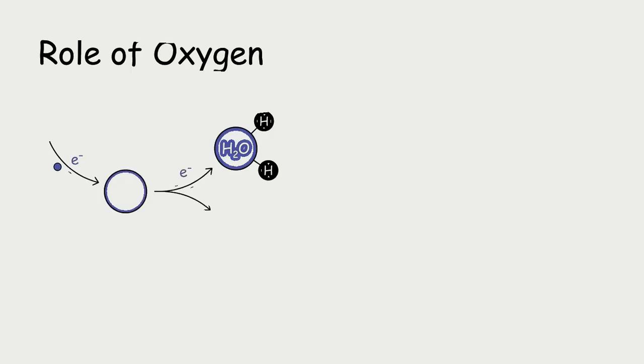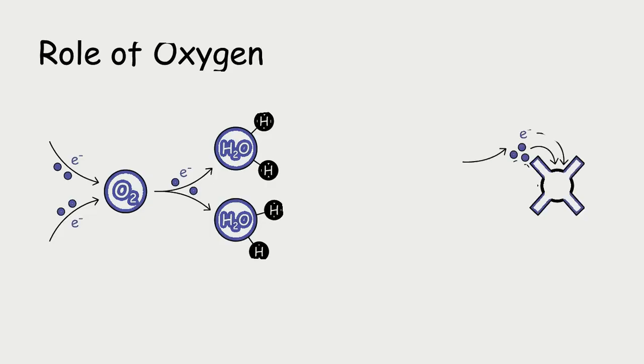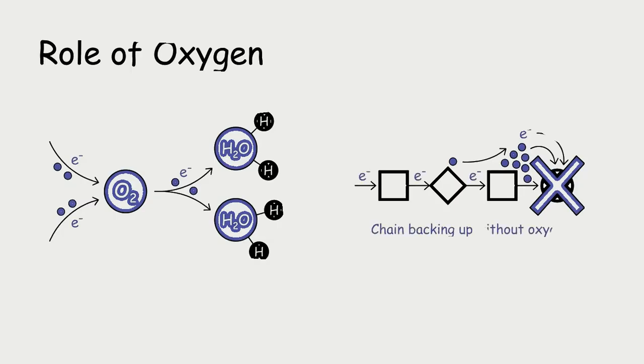Oxygen plays a critical role here. At the end of the electron transport chain, oxygen accepts electrons and protons to form water. Without oxygen, the chain backs up. NADH cannot unload electrons, and high-yield ATP production stops.